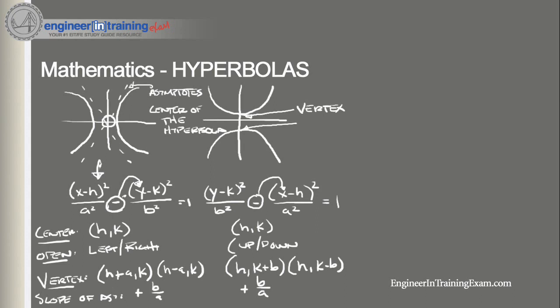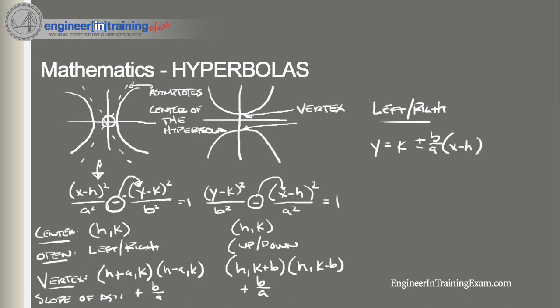Now, for the one that opens left and right, I'm running out of room, so I'm just going to move over here. The hyperbola that opens left and right, the equation for the asymptotes is y is equal to k plus or minus b divided by a, which is the slope of the asymptote, times (x minus h).